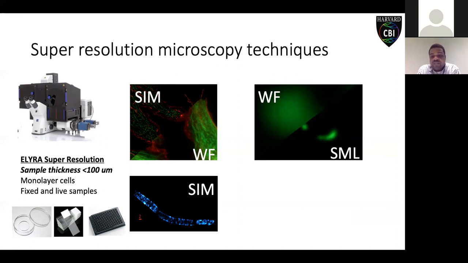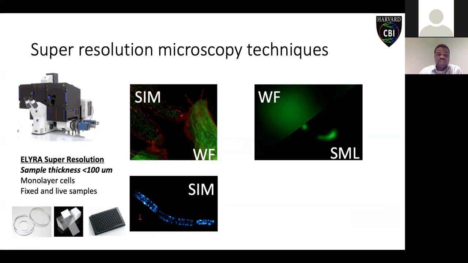The other technique using the ELYRA is single molecule localization microscopy. And here's an example of a widefield image. And then with single molecule localization, you can detect even smaller objects that are way beyond the diffraction-limited spots.